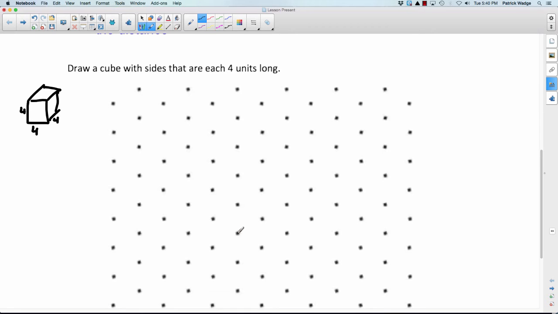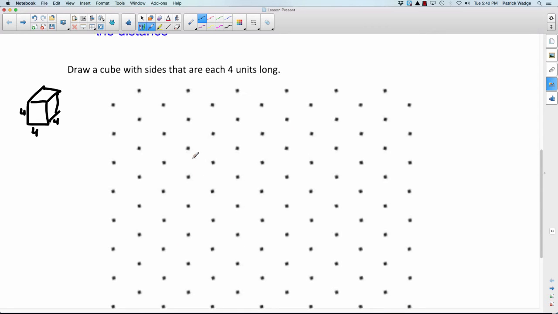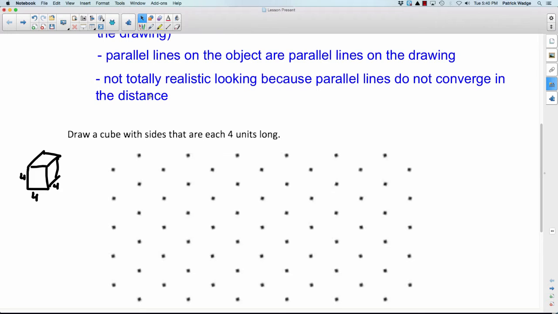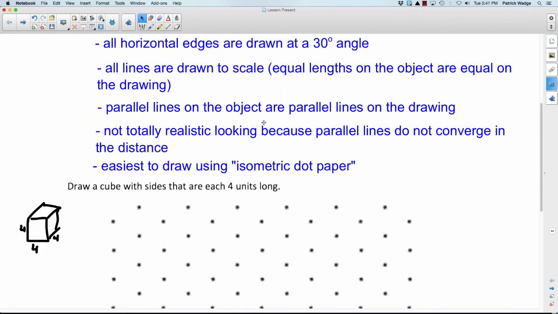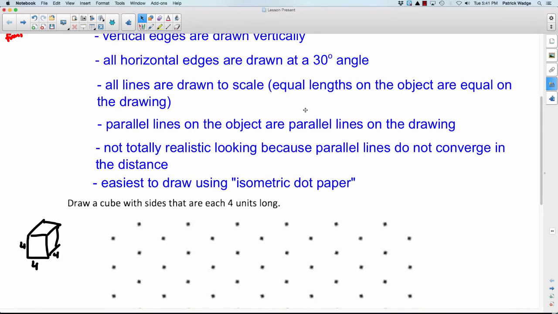We want to put that on an isometric drawing. So this is isometric dot paper. In fact, I think I have that. Yeah, it's easiest to draw these using isometric dot paper. This is isometric dot paper here. Everything's at 30 degrees. 30 degrees this way, 30 degrees, 30 degrees. So it's easy to get those 30-degree angles that it talks about here.